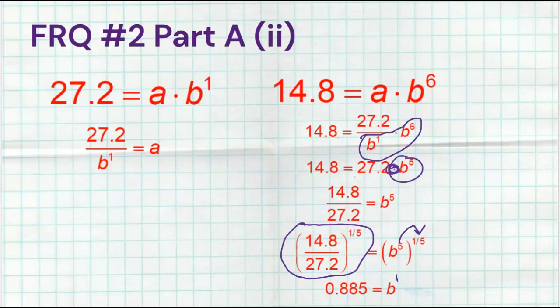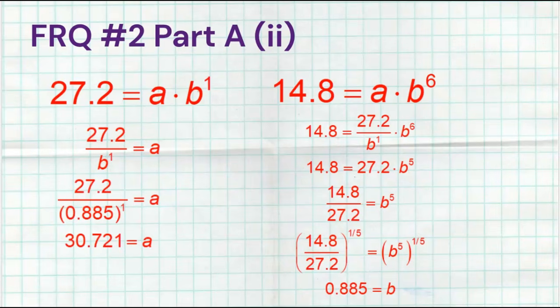Then I have to find A by taking that value and substituting it back over here for the B. So I turned this B right here into 0.885. Again, I had to use my calculator. I wasn't going to be able to do that in my head. 27.2 divided by 0.885. Now, I actually used all the decimals, not just the 3 I rounded to, and I got 30.721, which was the same A value that Desmos gave us. So at the end of the day, you do not have to show any work. All you have to have is the proper A and B values.